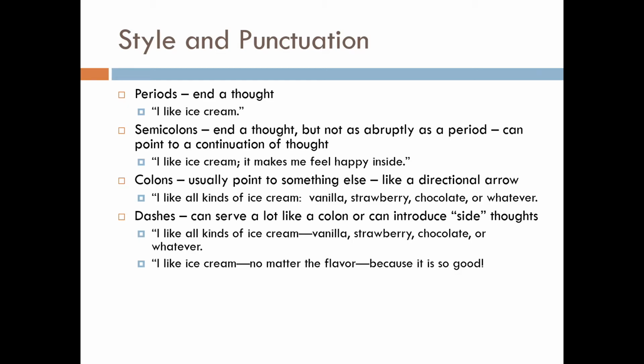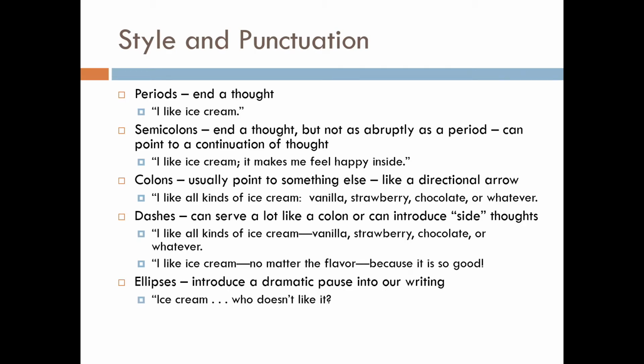Dashes can serve a lot like colons and can act as directional arrows, or they can introduce side thoughts. So for example, where I used the colon in the previous sentence, I could also use a dash. I like all kinds of ice cream - vanilla, strawberry, chocolate, or whatever. In that case, it's acting as that directional arrow, but I could also use it to introduce a side thought. I like ice cream - no matter the flavor - because it's so good, right? So the no matter the flavor is a side thought that I interject in there using the dashes.